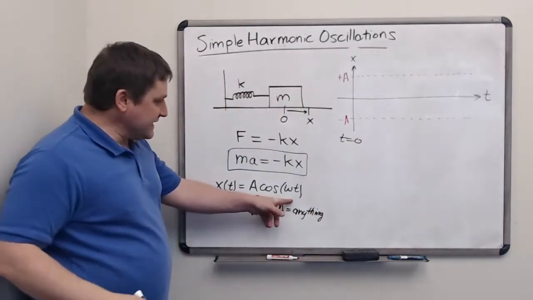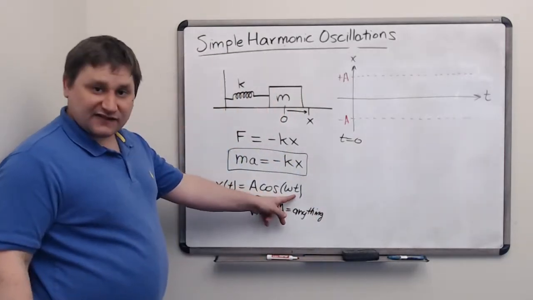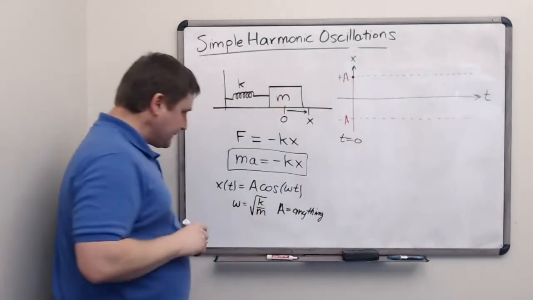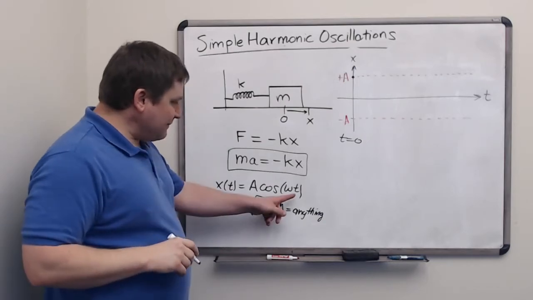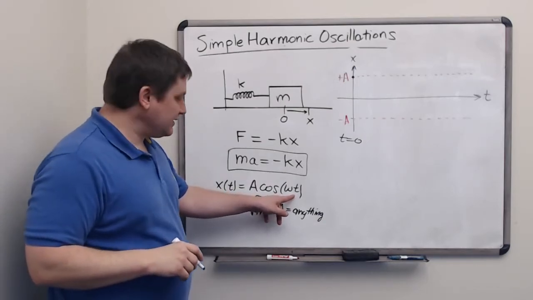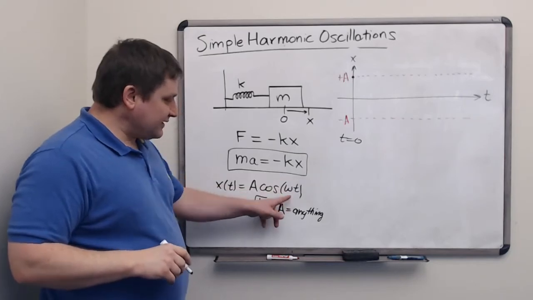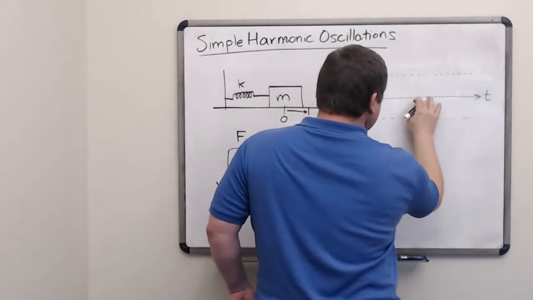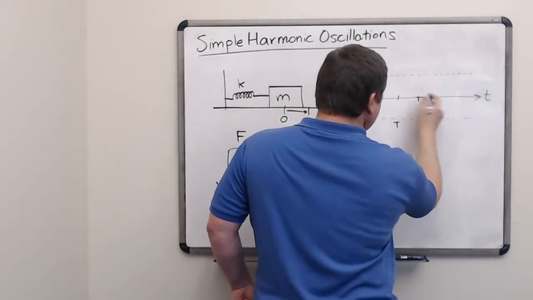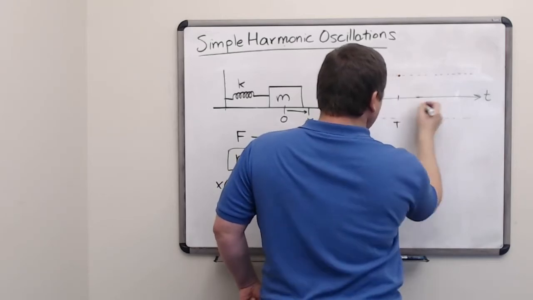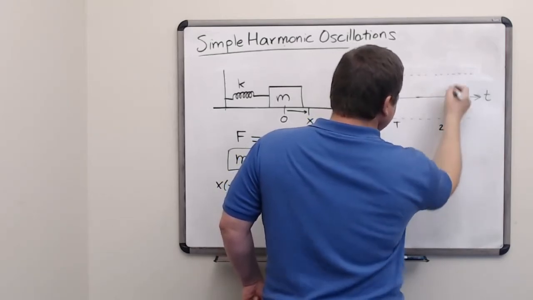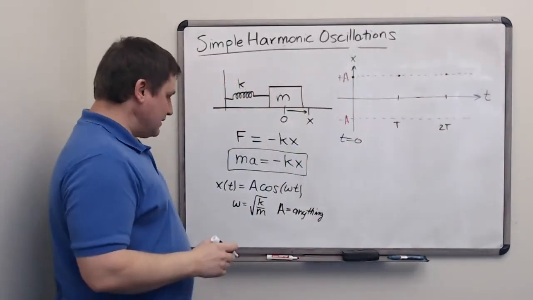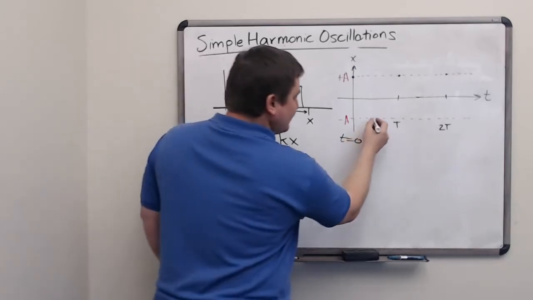At a time of t equals 0, the cosine evaluates to 1, and the position is exactly at A. At a time equal to the period, capital T, this argument is 2 pi, and the cosine evaluates to 1 again. So back here at a time equal to capital T, we're back at the start. At a time equal to 2T, we're back again. And so the motion repeats with a period of T. In between, it goes through these oscillations.